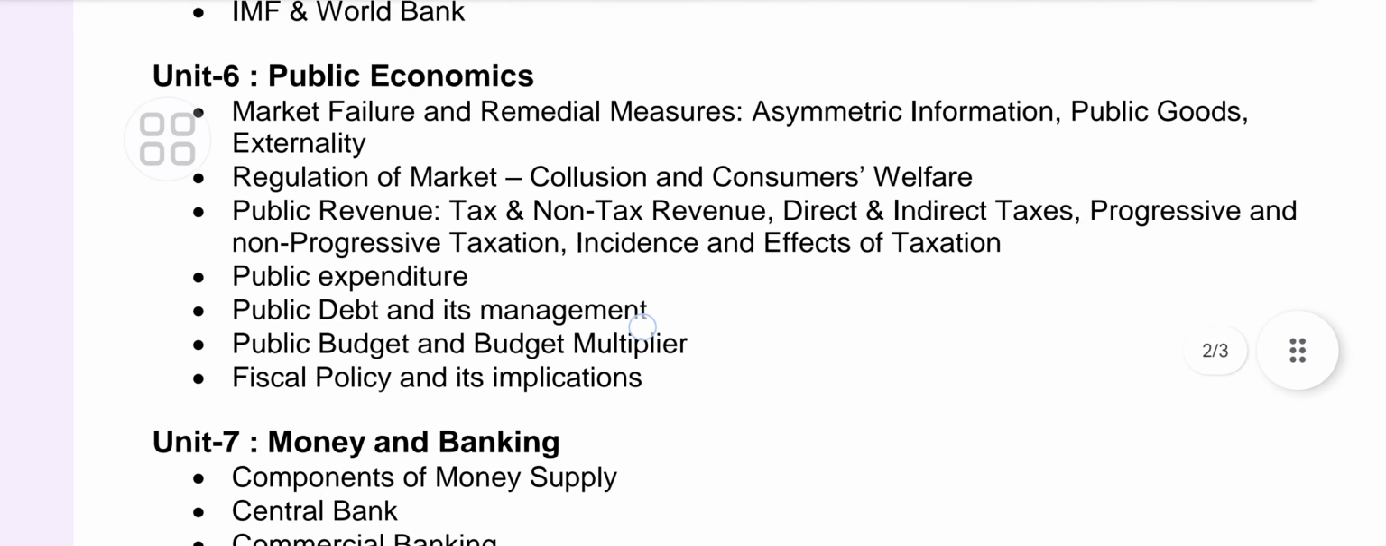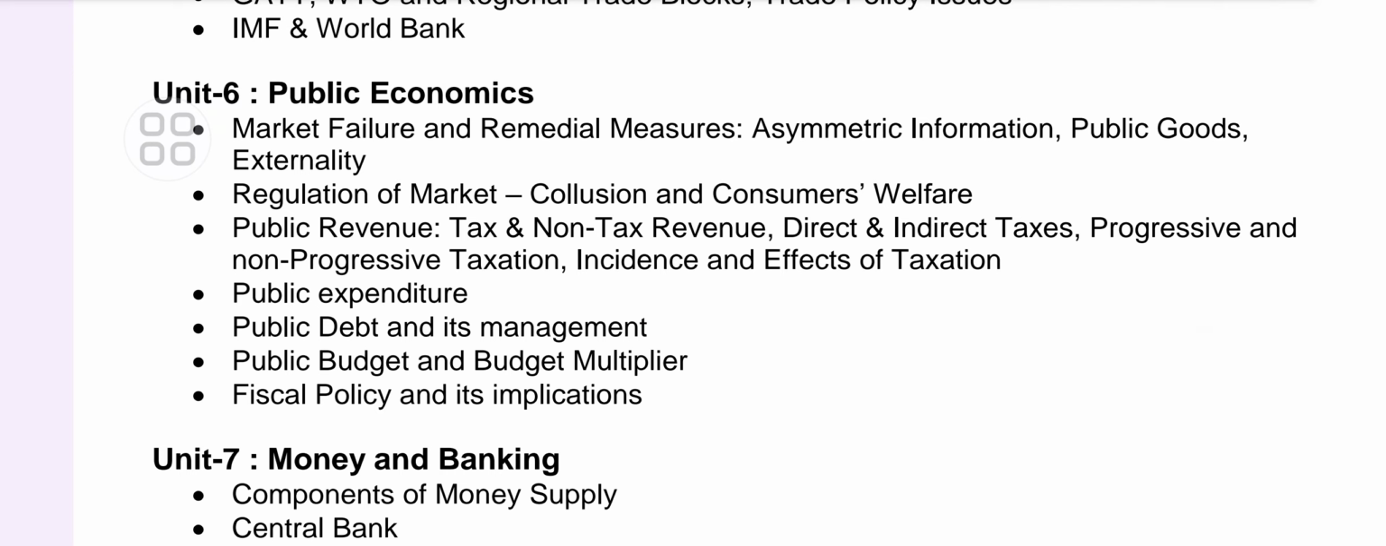Okay, for public economics we have market failure, remedial measure, regulation of market like collusion, consumer welfare, and then public revenue, like different types, tax, non-tax, direct, indirect, progressive and non-progressive incidence, public expenditure, debt.